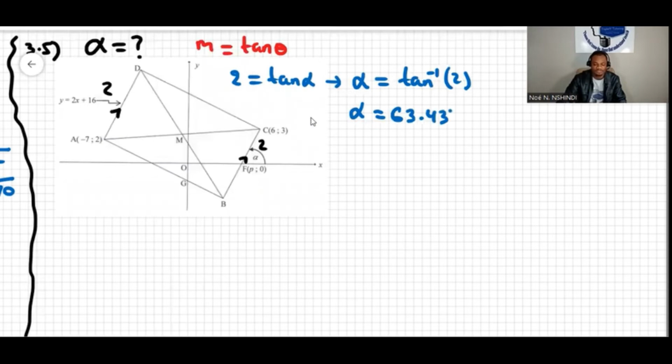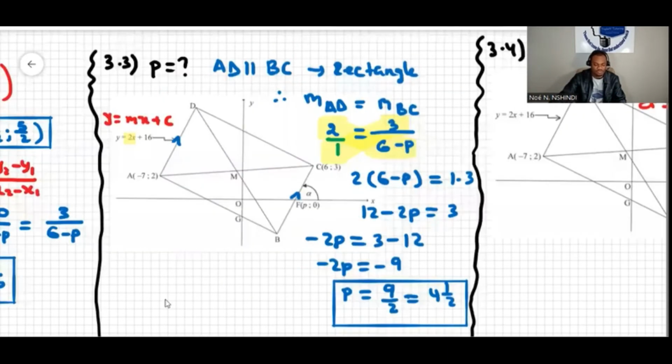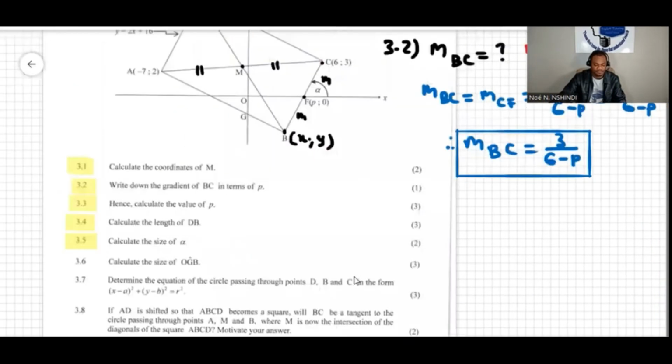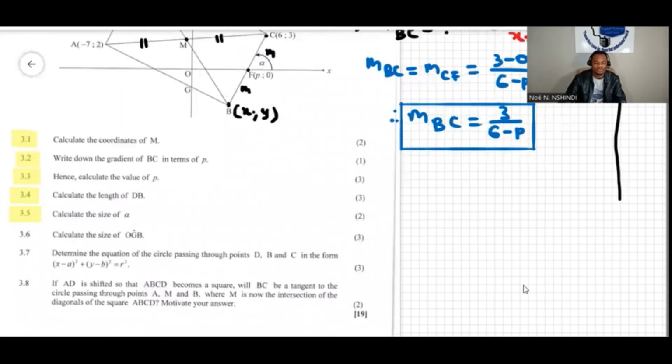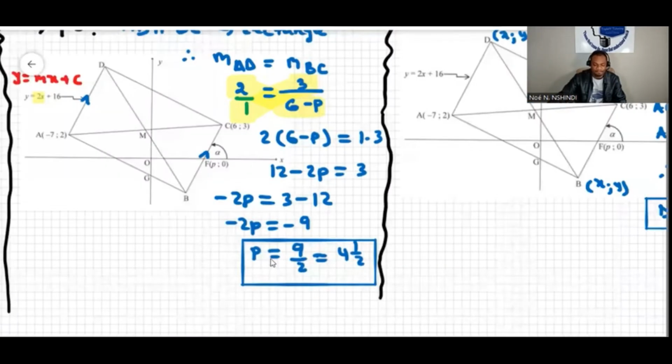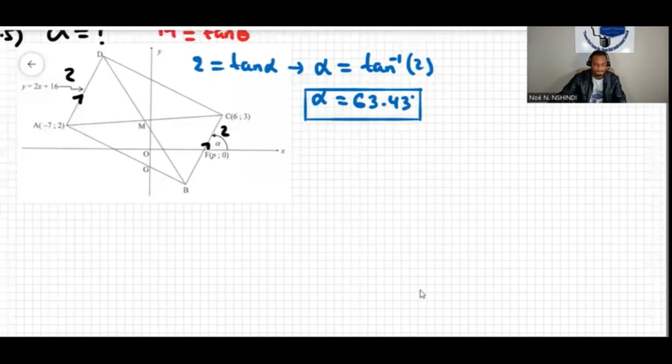63.43 degrees. That's the value of alpha. Well, the following question is which one? The question says, calculate the size of the angle OGB. So we need to find this angle OGB. Let's see, where's OGB? Let's see that in the diagram. OGB, this one, okay.